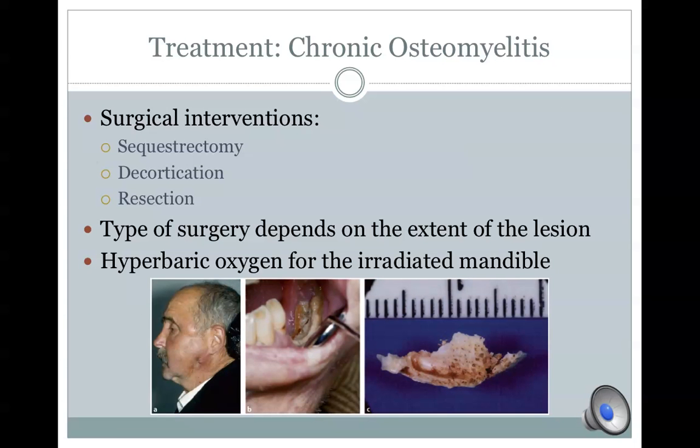Chronic osteomyelitis is often more difficult to treat than the acute form. Surgical interventions such as sequestrectomy, decortication, and resection may be indicated. The type of surgery depends on the extent of the lesion, with elimination of all infected and necrotic tissues as the goal. Use of hyperbaric oxygen is also advocated, especially in the irradiated mandible. The picture below is a case of chronic osteomyelitis in an elderly man. Sequestrectomy was done to retrieve the sequestrum that is shown on the right.